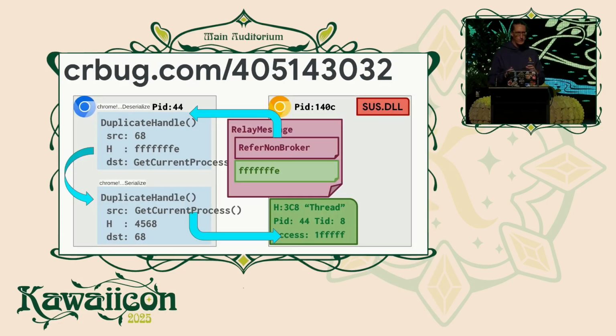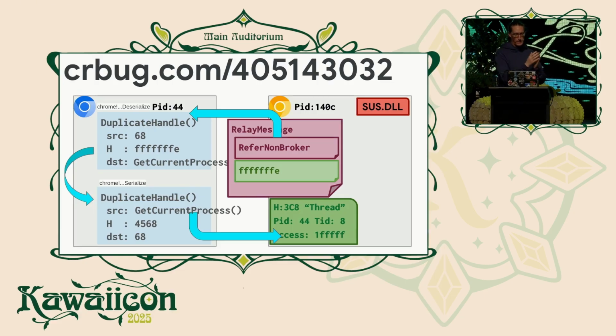So putting the bug all together, the renderer sends this message with a fake value in it. We pull it in, we deserialize it, we duplicate it. This magic pseudo handle value gets used. And it means get current thread. So we take a thread out of the browser. Later on, we're like, OK, we should be sending it back.